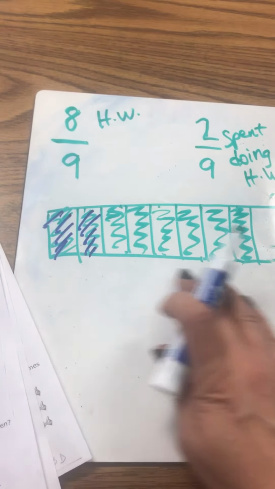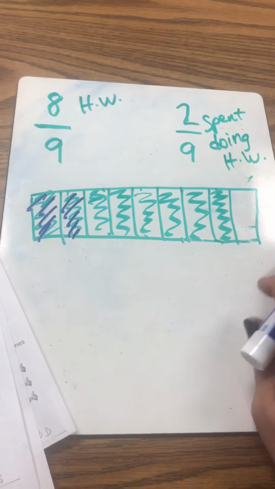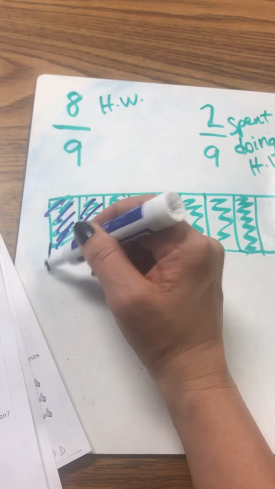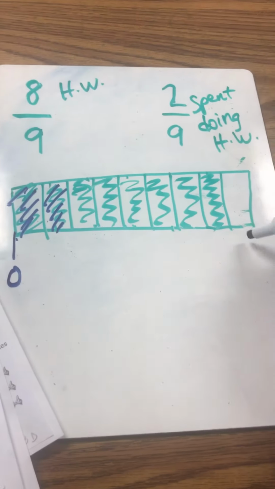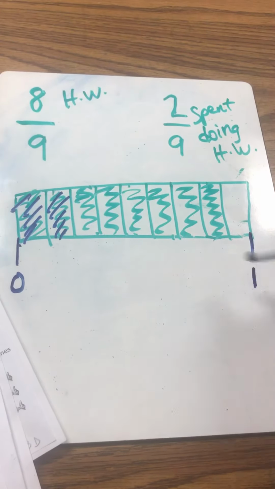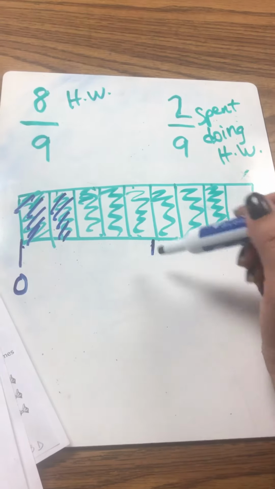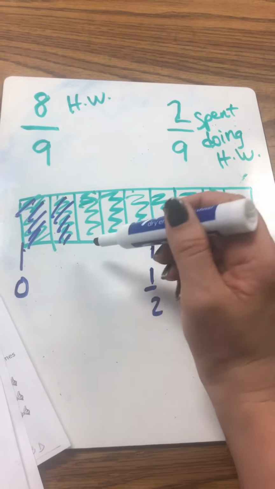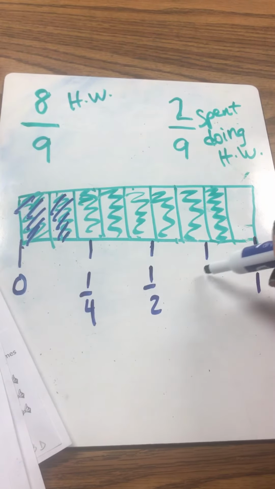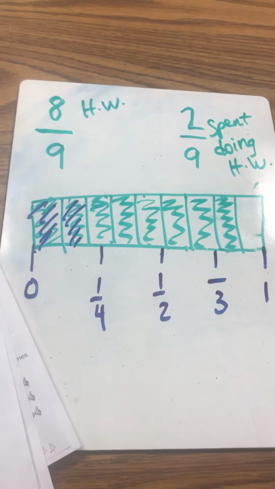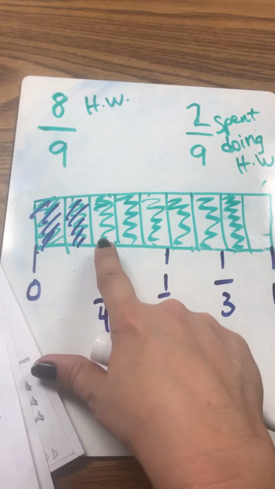And we need to think about how much time he has left based on our fractional benchmarks. So if we think about our fractional benchmarks, this point right here would represent 0. This point would represent 1. This midpoint would represent half. This would represent about a fourth, and this would represent about 3/4. Okay? So look how much time he has left.